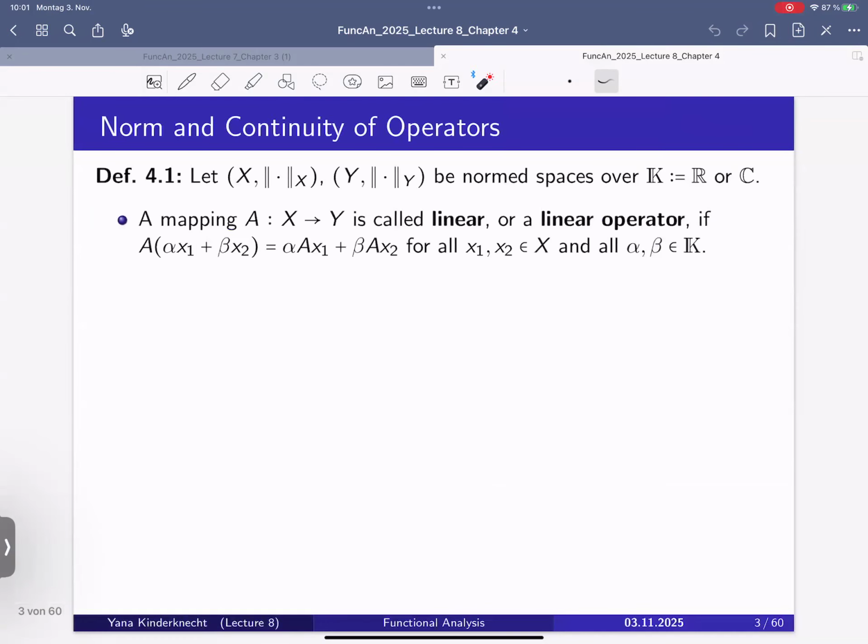So definition 1: let X and Y be two normed spaces with respective norms on X and Y. We consider always normed spaces over a field K, which is either the real numbers or the complex numbers. So a mapping A from X to Y is called linear, or a linear operator, if we have the following identity: A applied to a linear combination of vectors is a linear combination of applications.